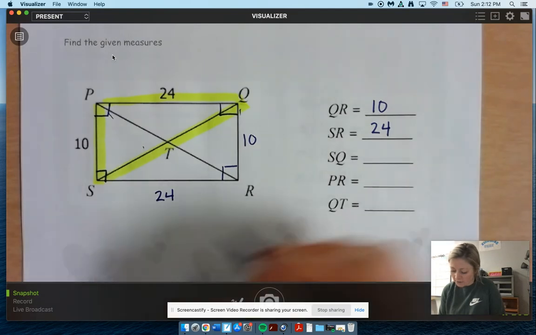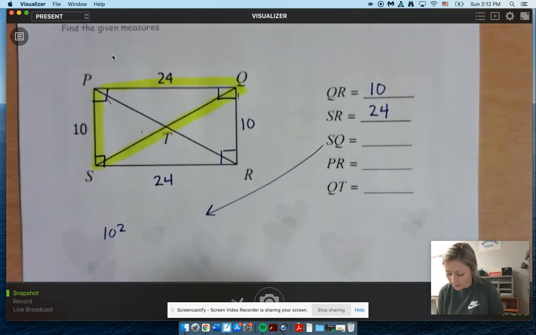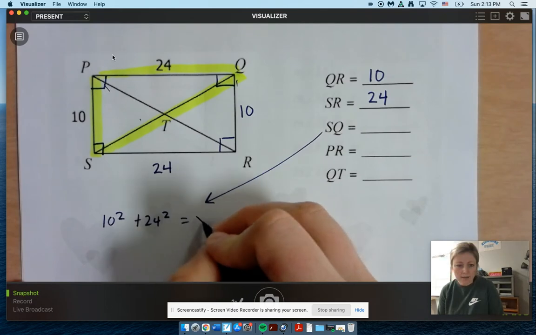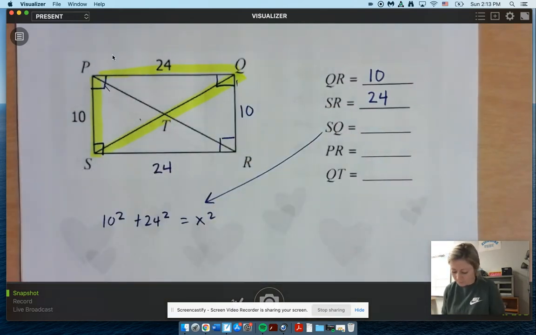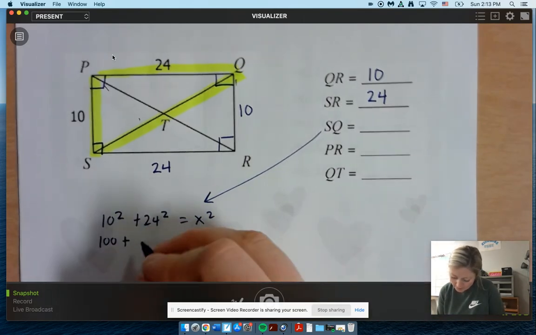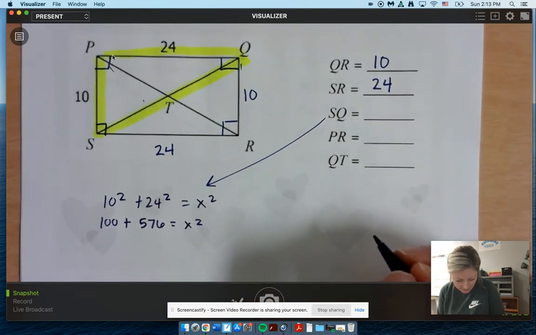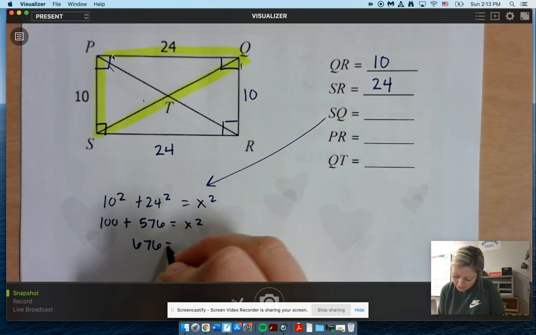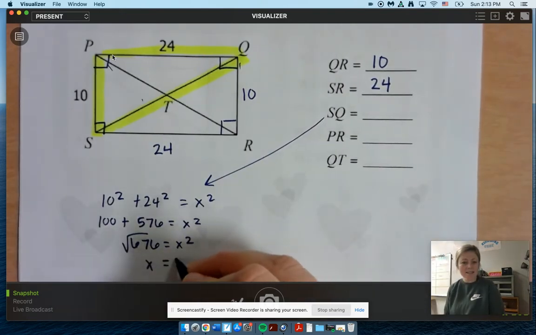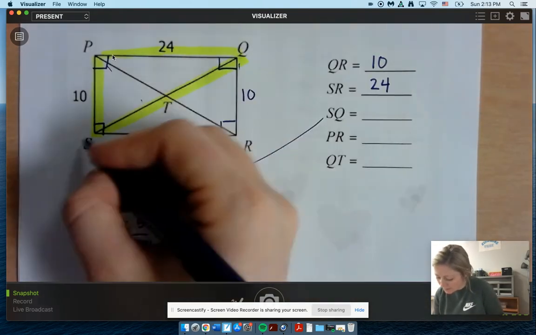So to find SQ, we could do 10 squared plus 24 squared equals x squared, which would be our diagonal length, what we're looking for. So we're going to get 100 plus 576 equals x squared. Add those together to get 676. Then our last step, of course, is to take the square root. And we get a nice whole number of 26. So now we found that our diagonal length is 26.